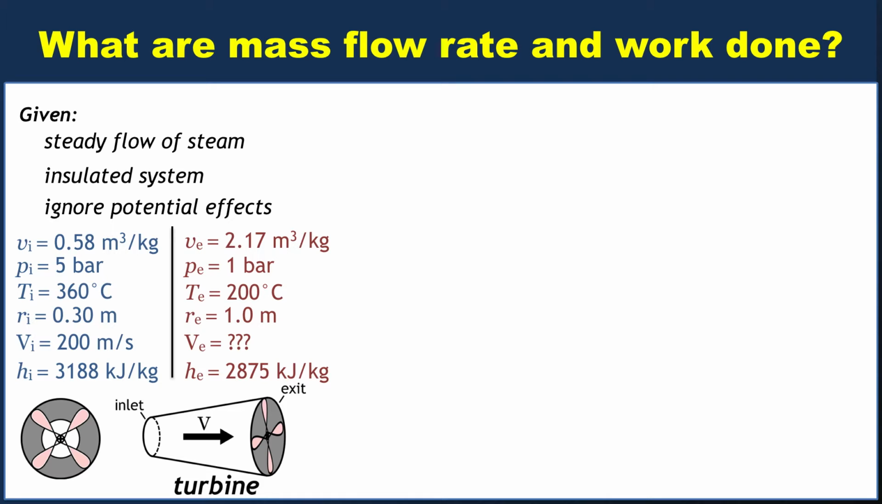Okay, let's figure out the mass flow rate. So we start with the fact that m dot has to be the same at the inlet and exit. And at the inlet, m dot I must be the inlet area times the inlet velocity divided by the inlet specific volume. Remember, velocity has units. We can put in these values. We have all the stuff on the right-hand side.